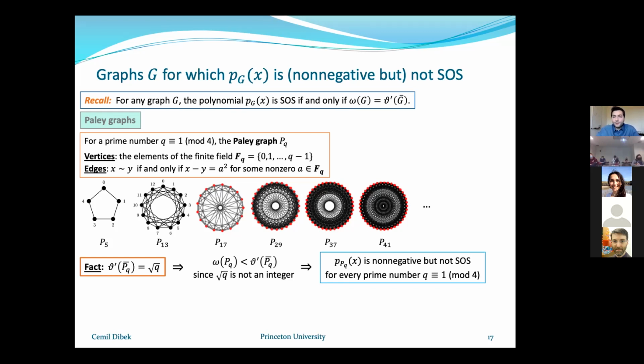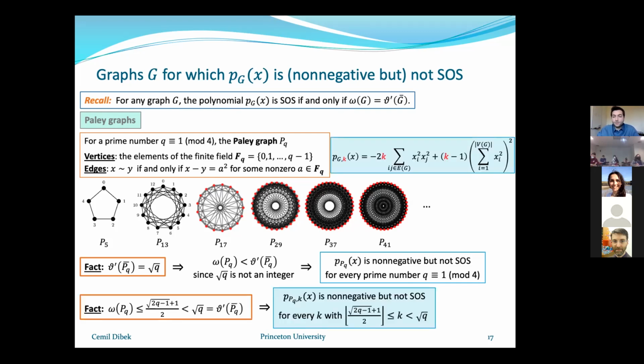How about the clique number? Because we want to write down the polynomial explicitly. Well, unfortunately, in this case, we don't know the clique number of polygraphs in general. But something better is known. We know an upper bound on the clique number. This is a very recent bound, I think from 2021. So this is an upper bound on the clique number of a polygraph. And this bound is always strictly less than the square root of Q, which is the Schreiber number.